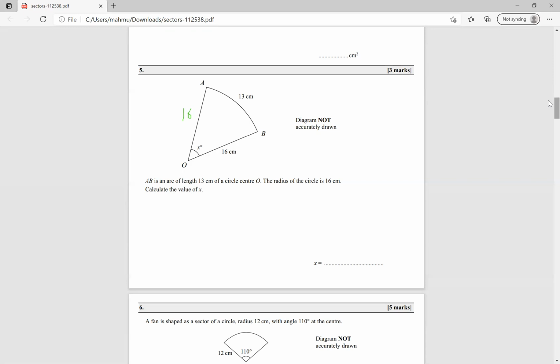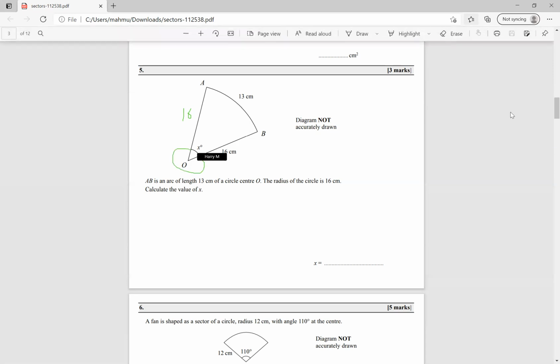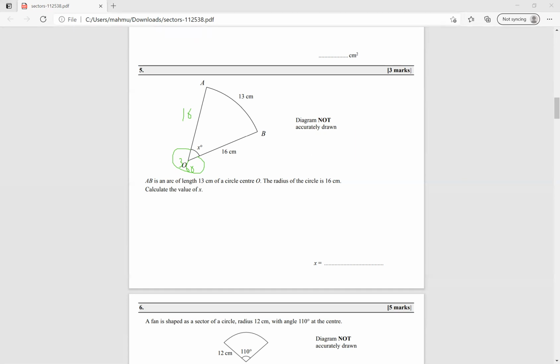So the area of an arc is 13 centimeters. They already gave you this is already 13. This is 16. The radius of the circle is 16. Calculate the value of x. This is a bit of an algebra question, so you have to put it into that formula first.